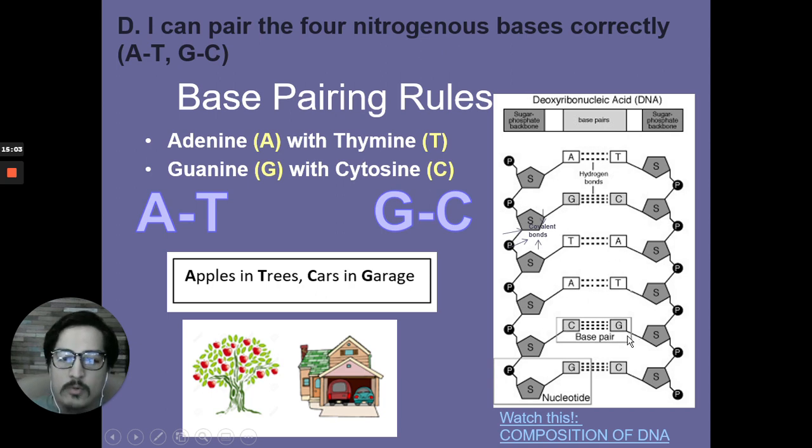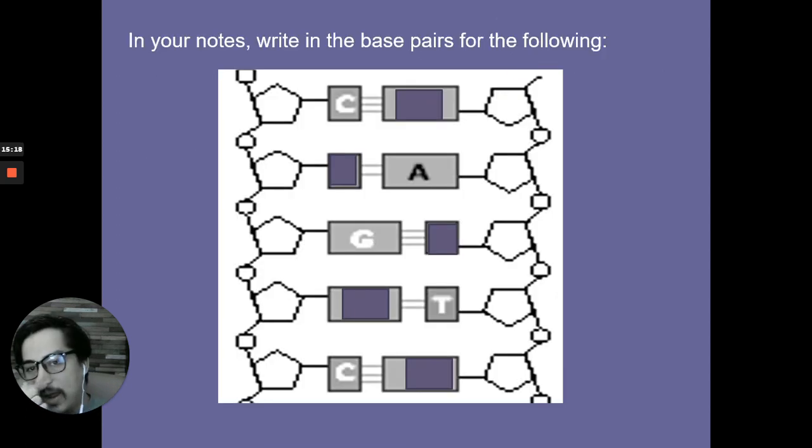I know I can flip them around, right? I can say A goes with T is the same as T goes with A. T and TA is the same thing. G and C and CG is the same thing. So apple trees, car, garage. Remember that. So let's actually practice. Now I want you to pause this and do it on your paper really quick. This is not hard. Remember, apple, tree, car, garage. Pause the video and then do it yourself.